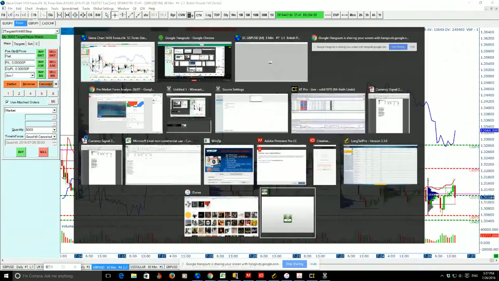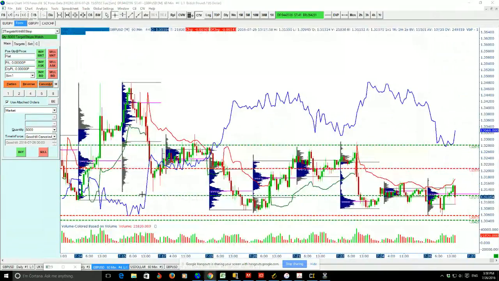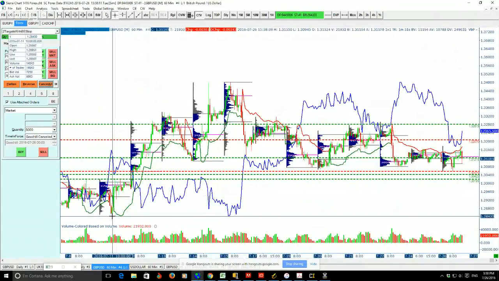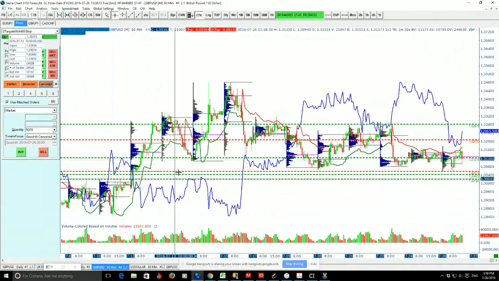If I go back and have a look at what was going on, you can see that was the end of Brexit there, where we were down at the lows, and then we came back, and now we're sitting in this area, consolidating. Now, for me, what I'm looking for is an entry point, either for a sell or a buy.